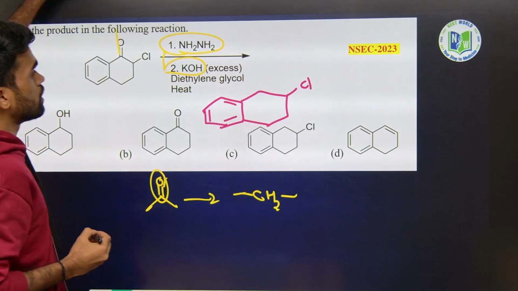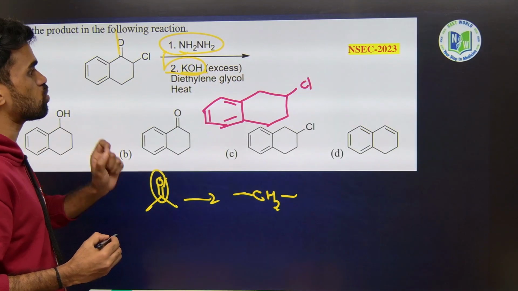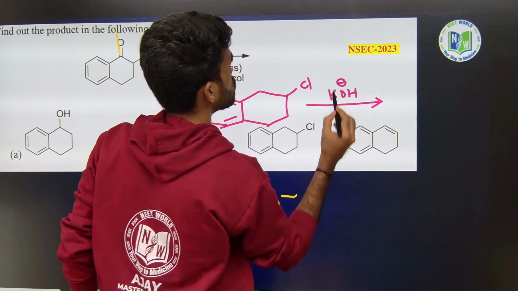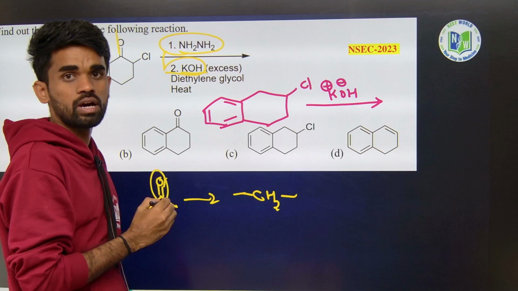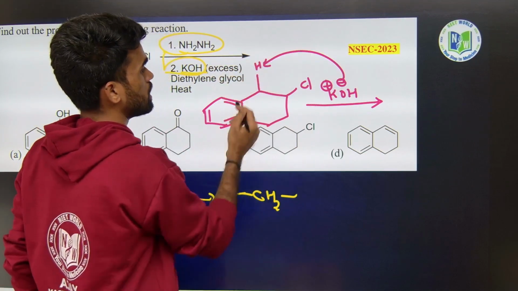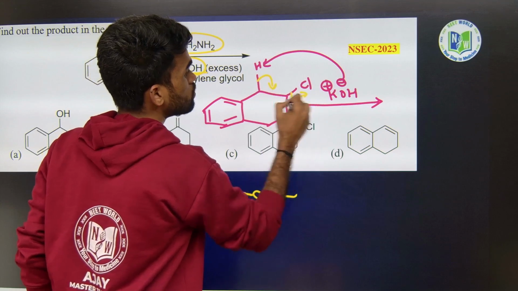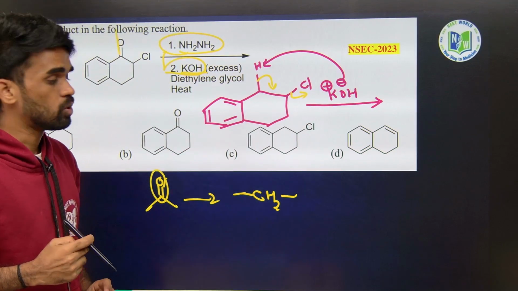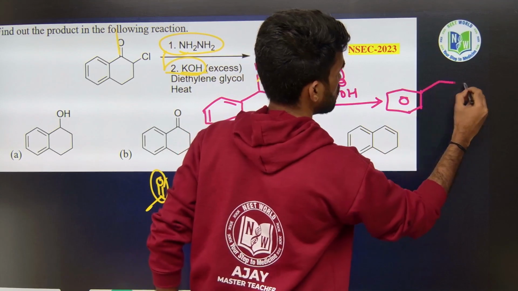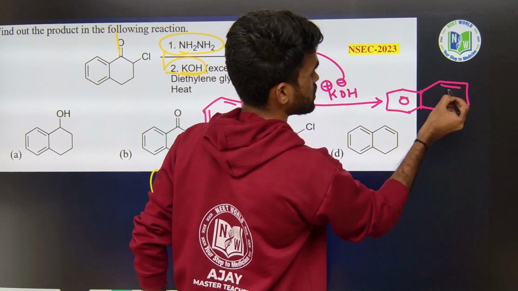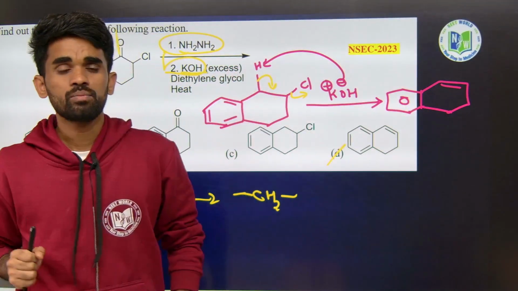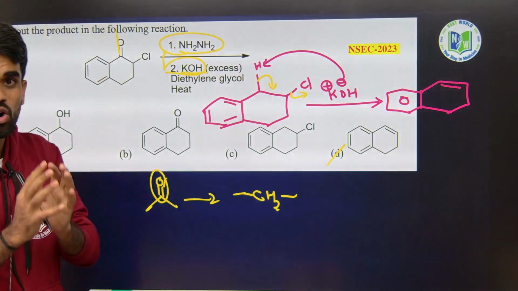Now see, KOH is given in excess quantities. What happens when it is given in excess? It acts as a strong base and abstracts an acidic proton. We have an acidic proton here, which is abstracted by the base, so that we get a conjugated system by removing this chloride ion. Now we get a benzene with a double bond here, which is in conjugation with the ring. Therefore option D will be the product formed in this reaction. Hope this is also clear.